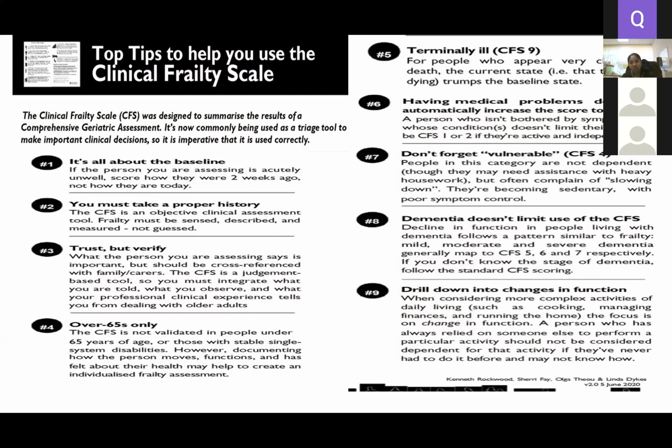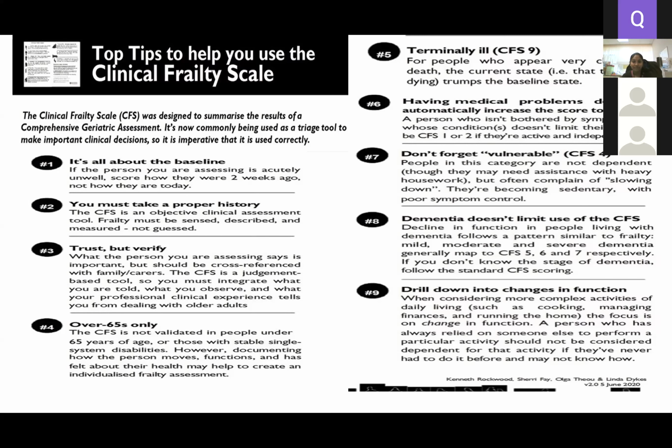Don't forget the vulnerable age group, which is CFS 4, because these people are in the transition of being somebody who's actually independent, who later on may progress to actually becoming somebody who is dependent. Dementia doesn't limit the use of the CFS. So in dementia, you have mild, moderate, and severe dementia, and it generally maps onto CFS 5, 6, and 7 respectively. So we can apply the principle in dementia as well.